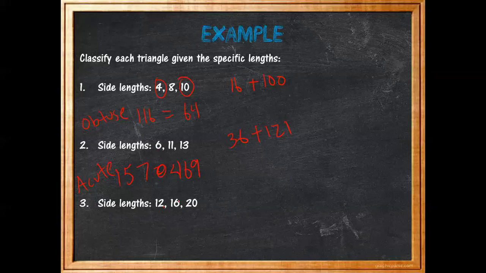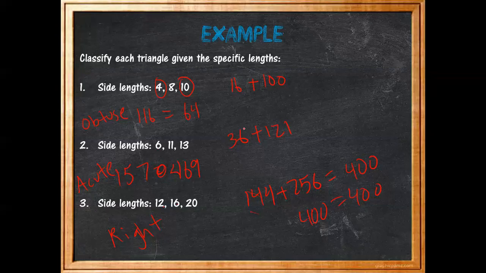For this one, 12, 16, 20. We're going to take 12 times 12, which is 144. Then 16 times 16 is 256. 20 times 20 is 400. If we take 256 plus 144, that's going to give us 400. So since these equal each other, we know that this is a right triangle. And that is the end of right triangles.